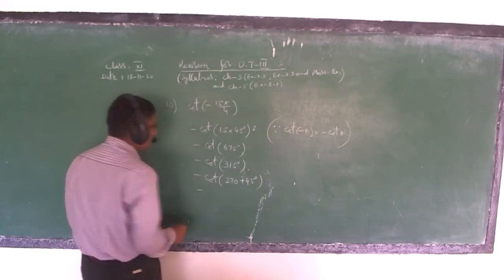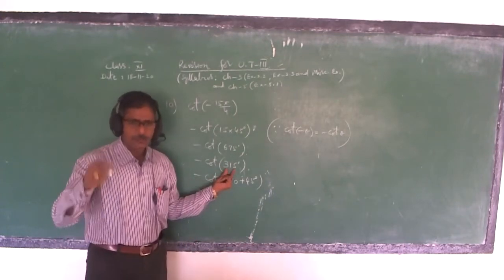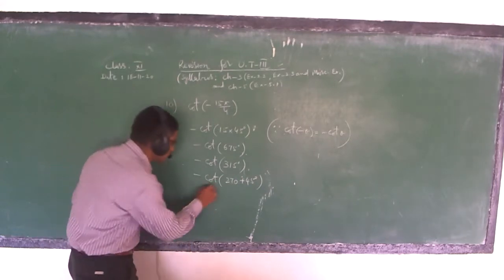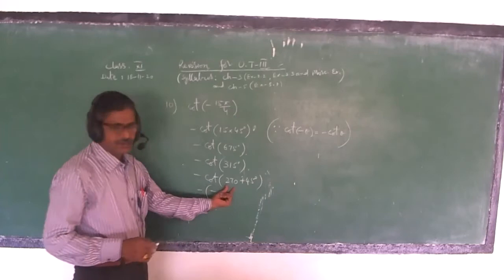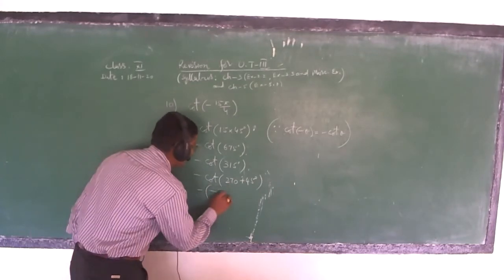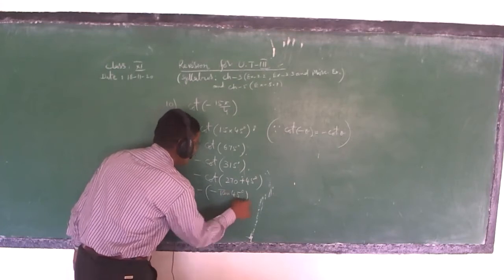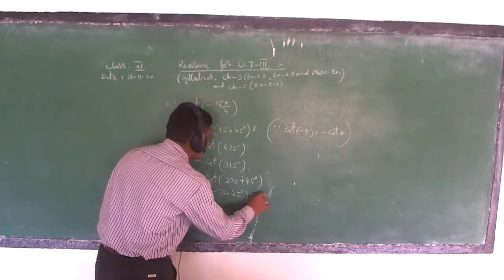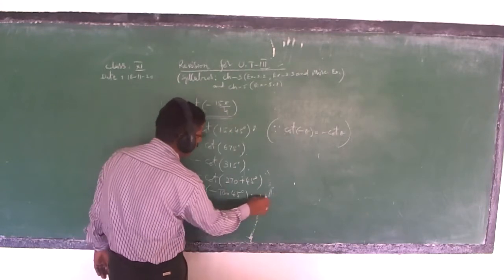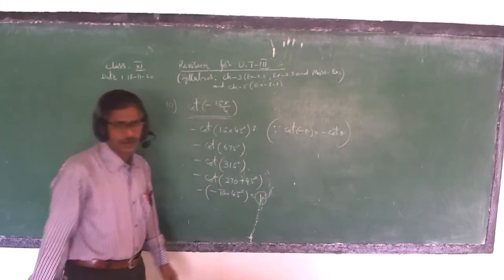So minus. Now the 315 degrees angle belongs to the fourth quadrant. In the fourth quadrant, the cot ratio is negative, so minus. At 270, cot changes to tan, so tan 45. So minus into minus is plus, and the tan 45 value is 1. So finally, cot of minus 15 pi by 4 has the answer 1.